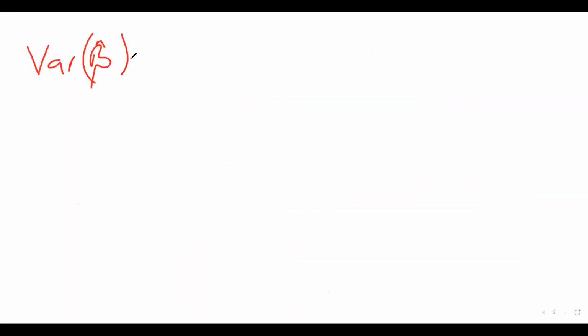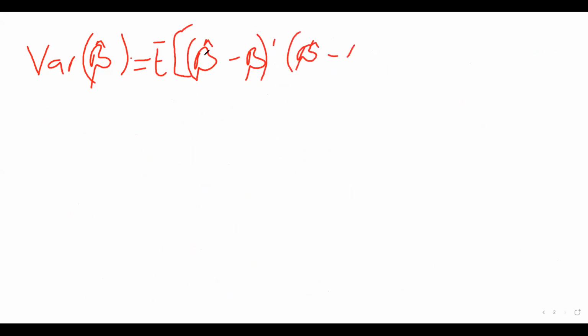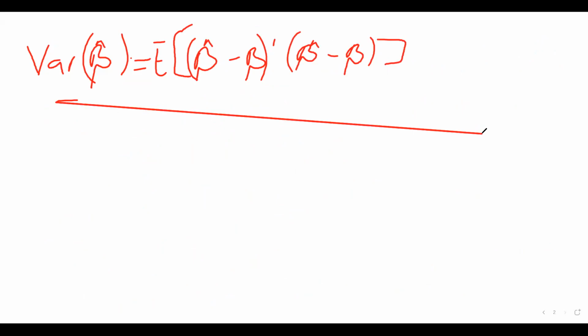So this is equal to the expected value of (beta cap minus beta prime), and then (beta cap minus beta no prime). Now we know what this beta cap is. I'm deriving this for a reason: it's called a variance-covariance matrix.